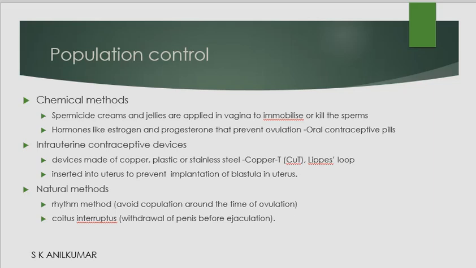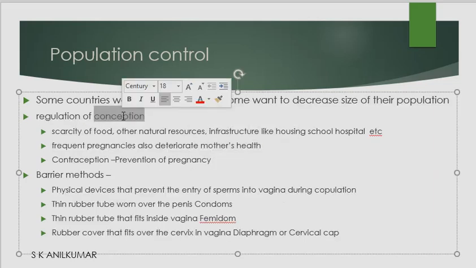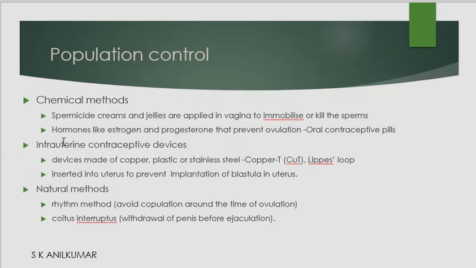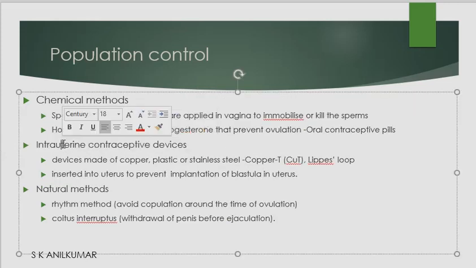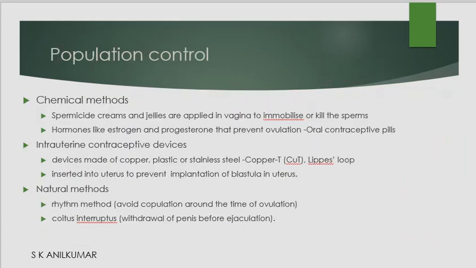Then you have the intrauterine contraceptive device. Contraception is prevention of pregnancy. How do you do it? You prevent conception. How do you prevent conception? By using a contraceptive device, that is intrauterine. Intrauterine means inside. The device is made of copper, plastic or steel. The Copper T is used. It is inserted, that is why it is called intra, to prevent implantation of the blastula in the uterus. That is one method, intrauterine.